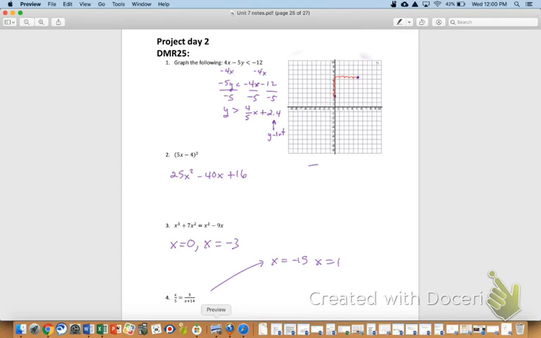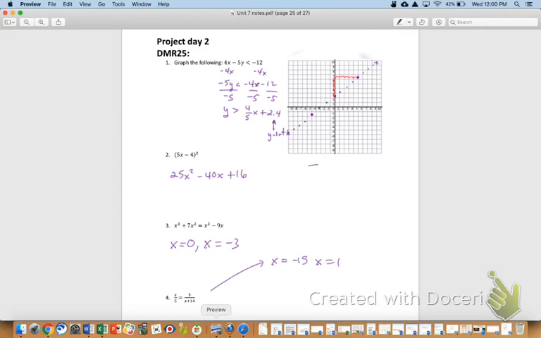So I'll just go down the other way here. 1, 2, 3, 4, and then 1, 2, 3, 4, 5. There's my other point. It does need to be a dotted line because the or equal to is not there. So I'll just put in a couple of dots here to kind of fill in the gaps. Continue it out to there. 1, 2, 3, 4, right about there. So there's my line.